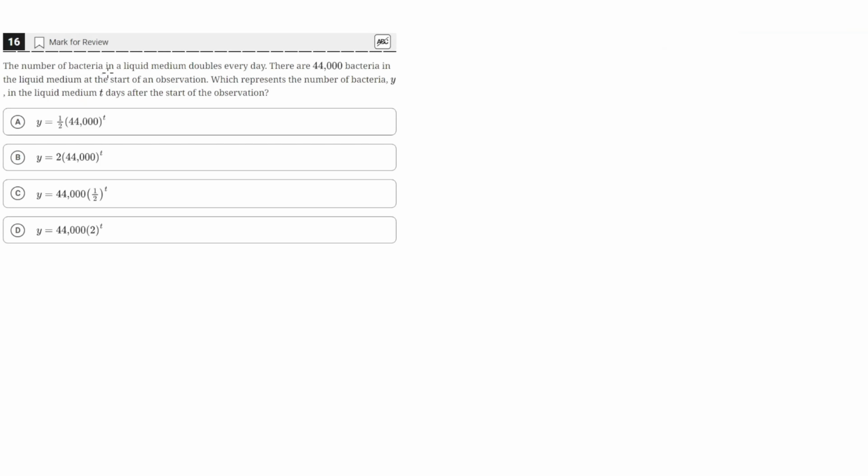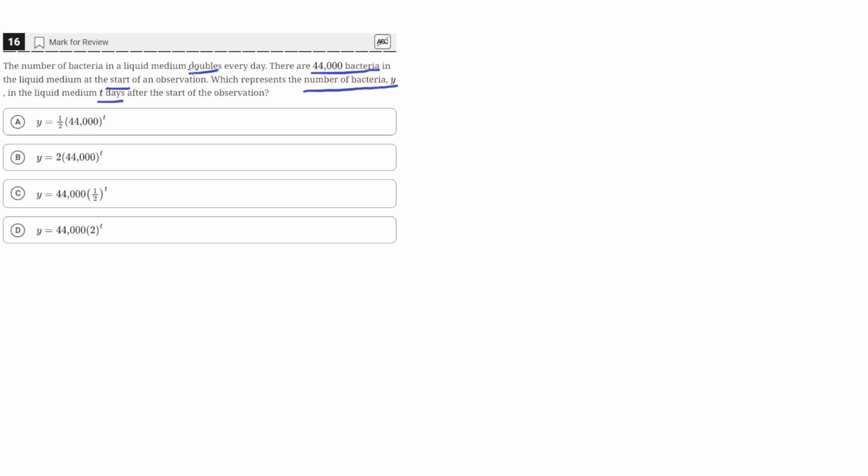The number of bacteria in a liquid medium doubles every day. There are 44,000 bacteria in the liquid medium at the start of the observation, and Y represents the number of bacteria in the liquid medium T days after the start of the observation.